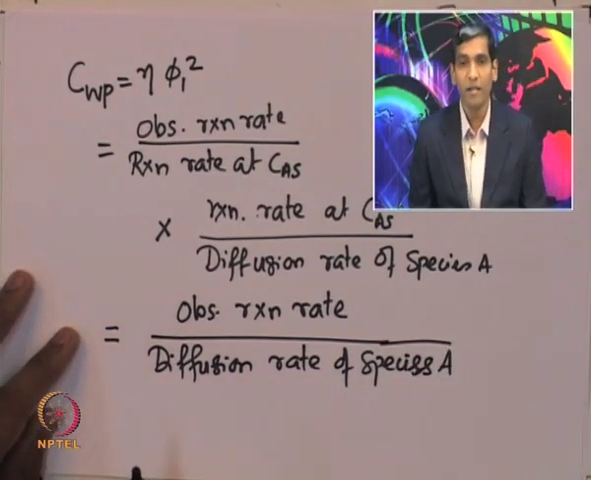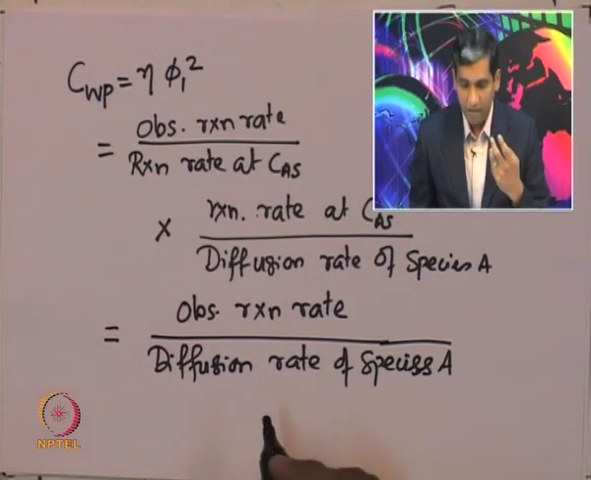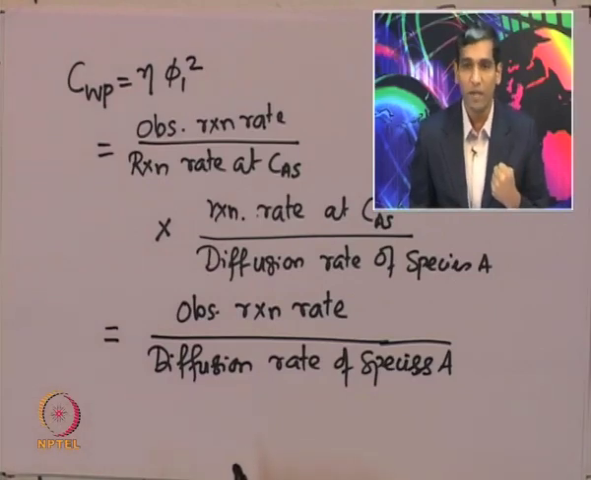So, this Weisz-Prater parameter provides a mechanism to compare the observed reaction rate divided by the diffusion rate of the species A. So, let us look at what we can do with this Weisz-Prater parameter. Remember that the objective is to find out whether the reaction is being conducted under internal diffusion limitations.